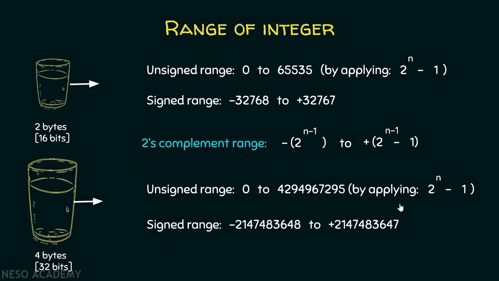By applying the same formula for the maximum value, the signed range can be obtained by using this 2's complement range.